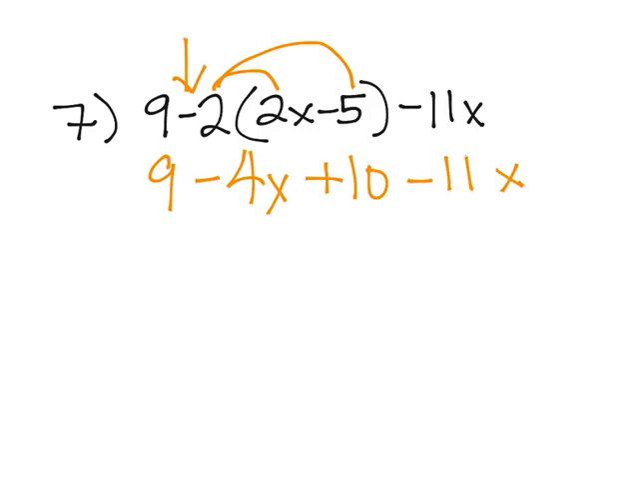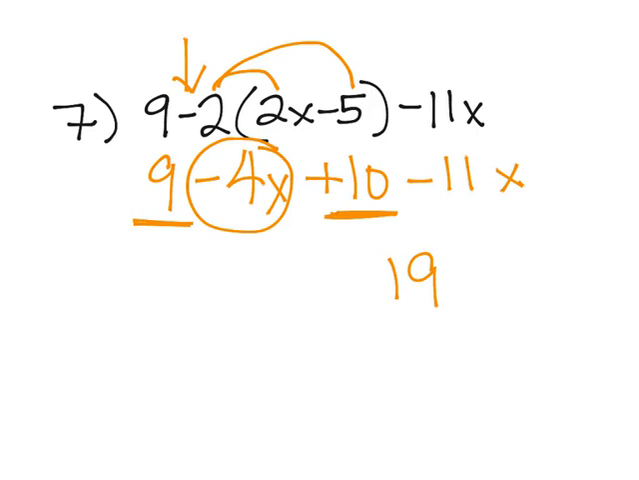We want to find all of our like terms. So we have a 10 and a 9 and a 10. So 9, it's a positive 9. There's nothing in front. 9 plus 10 is 19. We'll write that one second. Always put our variables first. Then we have a negative 4x.